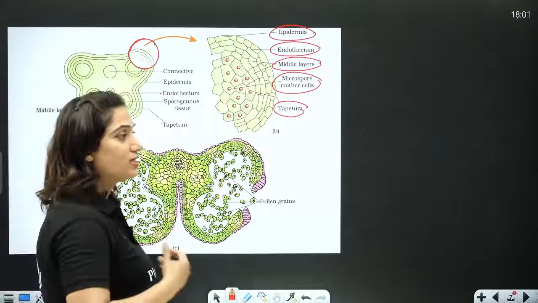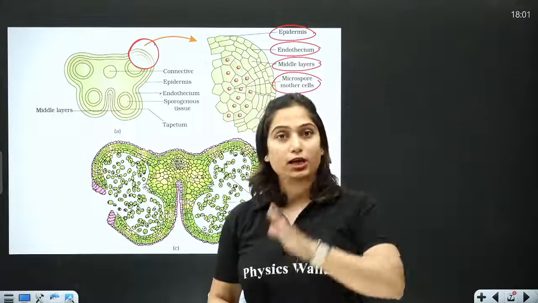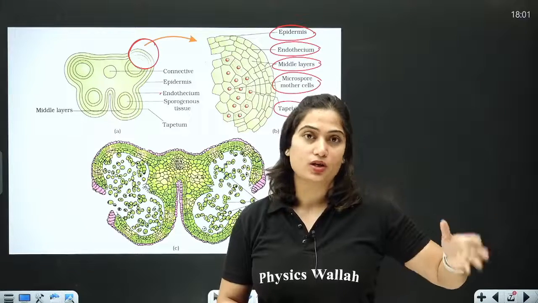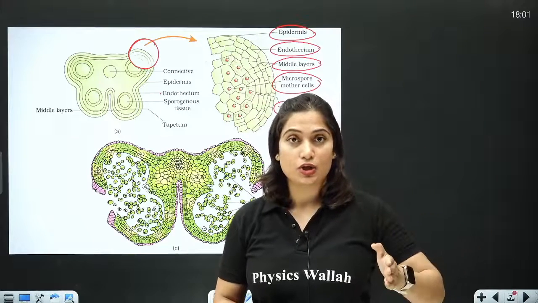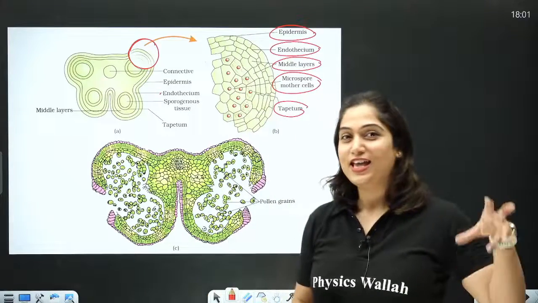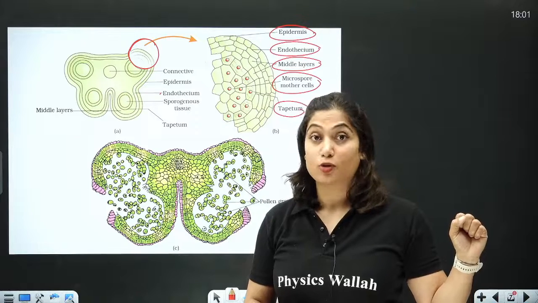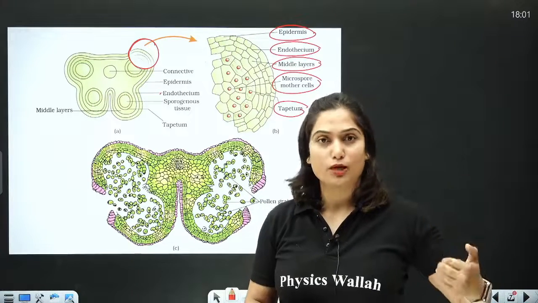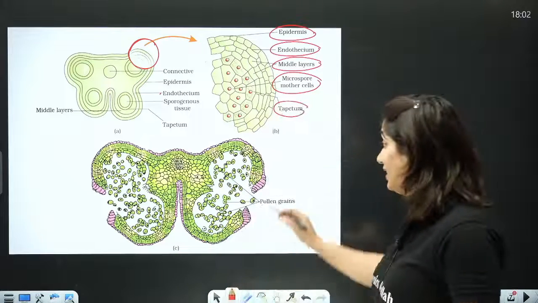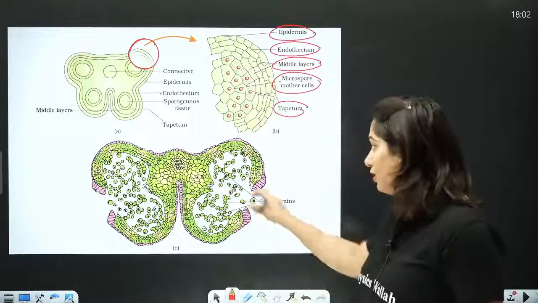So if someone says arrange the layers of anther wall from outside to inside, what will you say? First, the outermost layer of the anther wall is epidermis, then endothelium, then middle layers, and then tapetum. And finally, inside the microsporangium, microspore mother cells are developed from sporogenous tissue, and then from microspore mother cells, microspores, and then ultimately the pollen grains. And when the anther gets mature, it ruptures and the pollen grains come out.